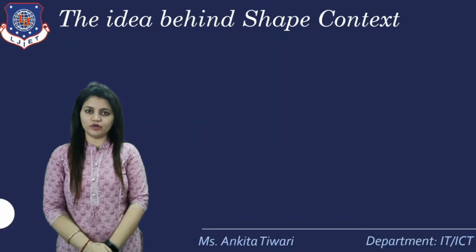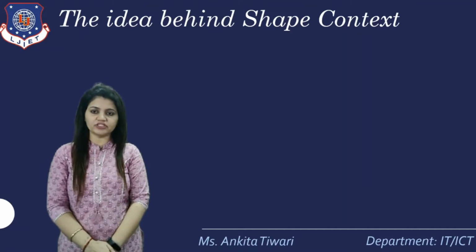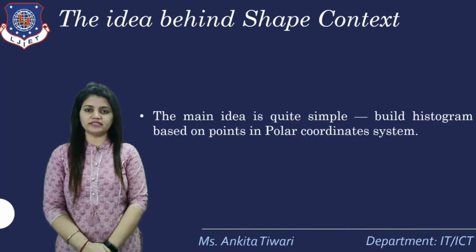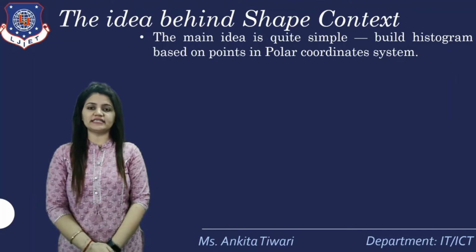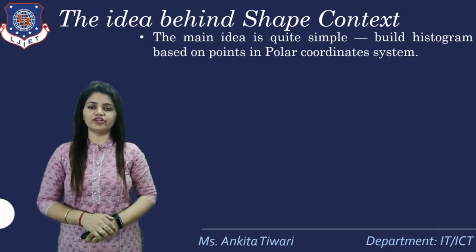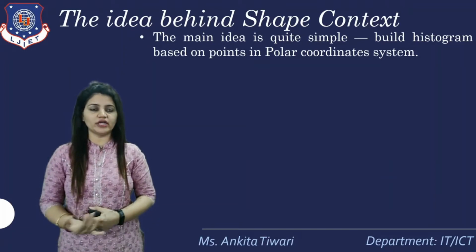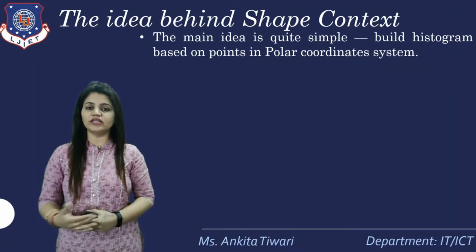Starting with the first topic that we are going to study, that is shape context descriptors. Before studying what shape context descriptors are, we need to understand the idea behind taking the shape context. When we talk about shape, the main idea is quite simple: build a histogram based on points in a polar coordinate system. In the polar coordinate system, we already know the x and y coordinates for a particular point. Whenever we talk about a histogram, we have the histogram equalization graph, which is based on the color model that we are using.